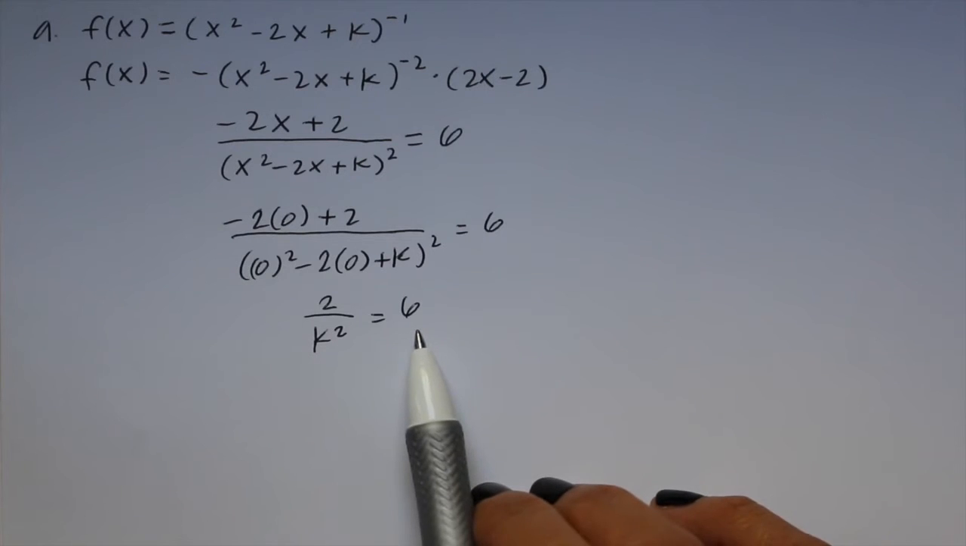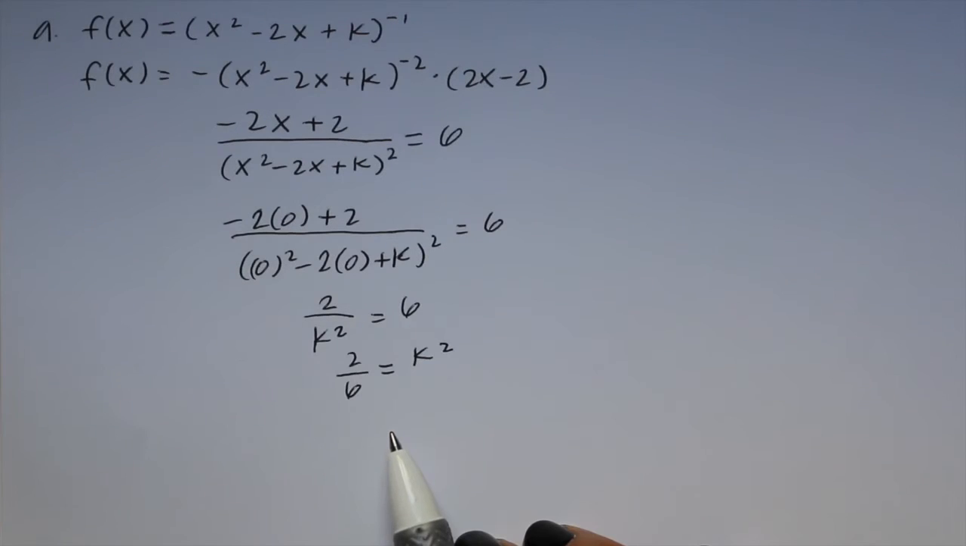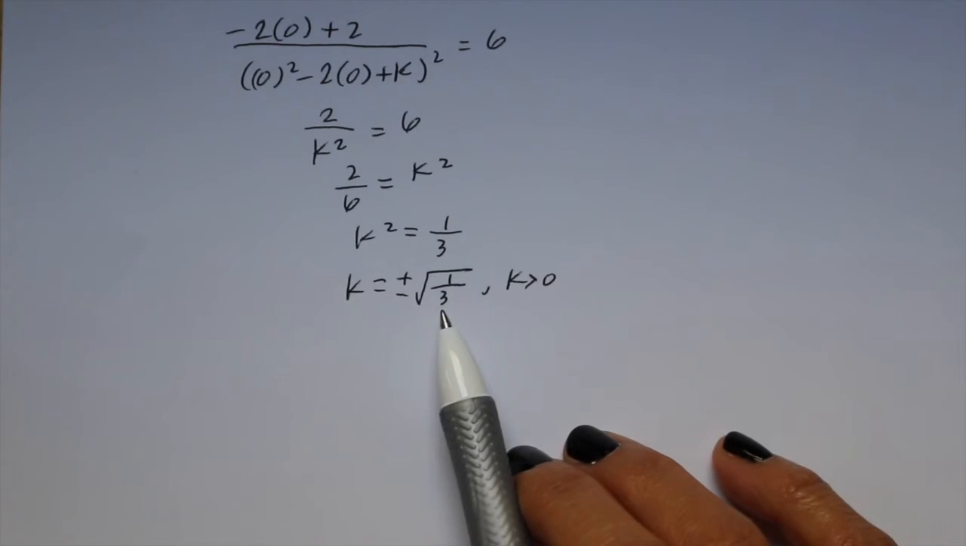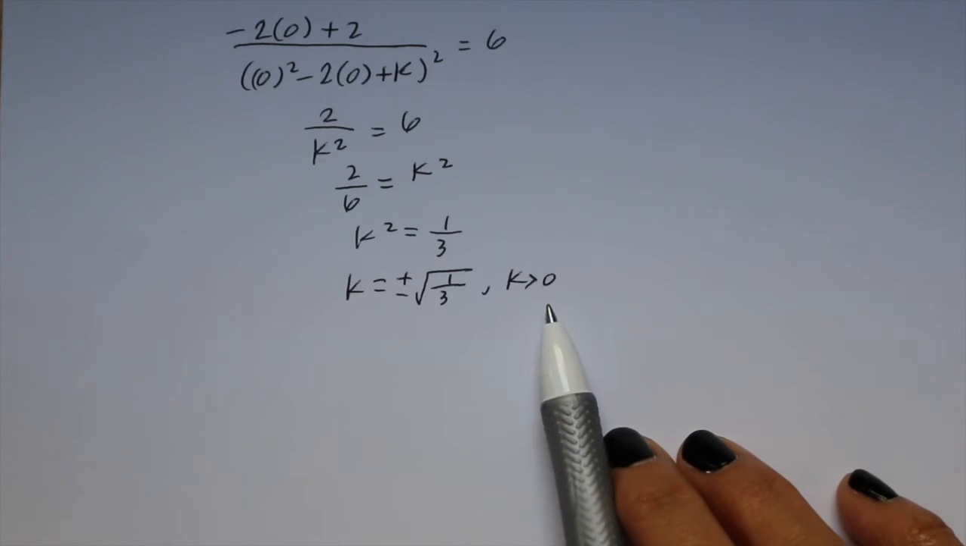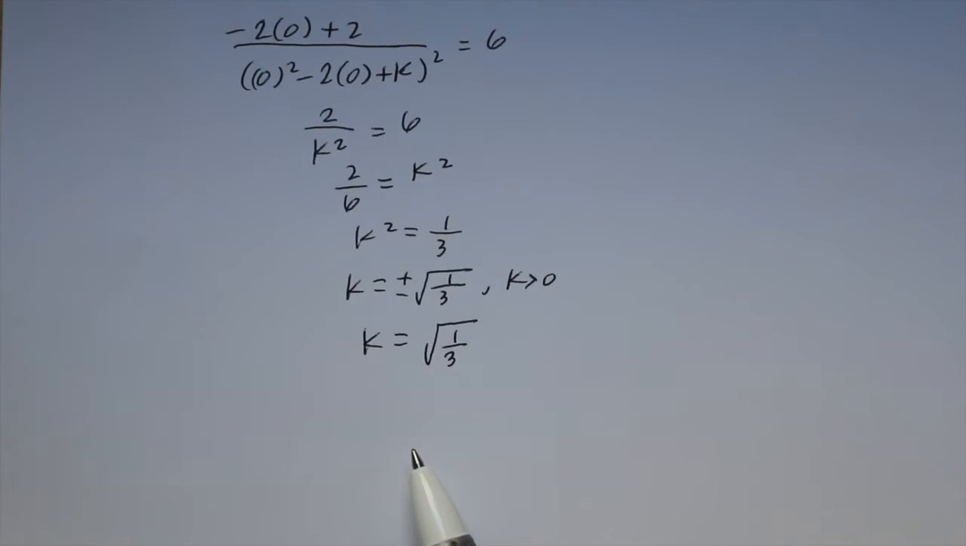Now this is a proportion, so I'm going to cross multiply. You get 2 over 6 equals k squared, and we get to here, it says k is equal to plus or minus the square root of 1/3. It also notes that k is greater than 0, so we're just going to take the positive answer. So k is equal to the positive square root of 1/3.